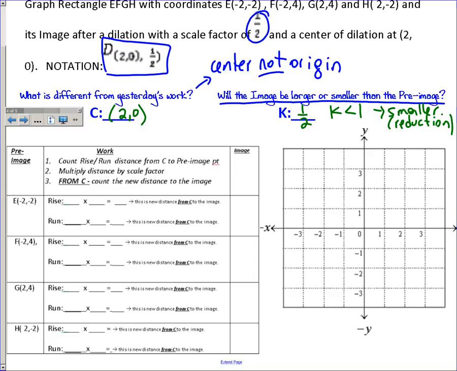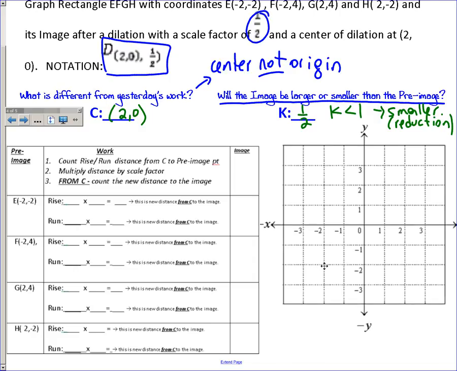Let's plot the coordinates first of our pre-image. So we have (-2, -2), this will be E. And then we have (-2, 4), which will be F. (2, 4) will be G. And then H is going to be (2, -2). Okay, so here's my image. That's my rectangle.